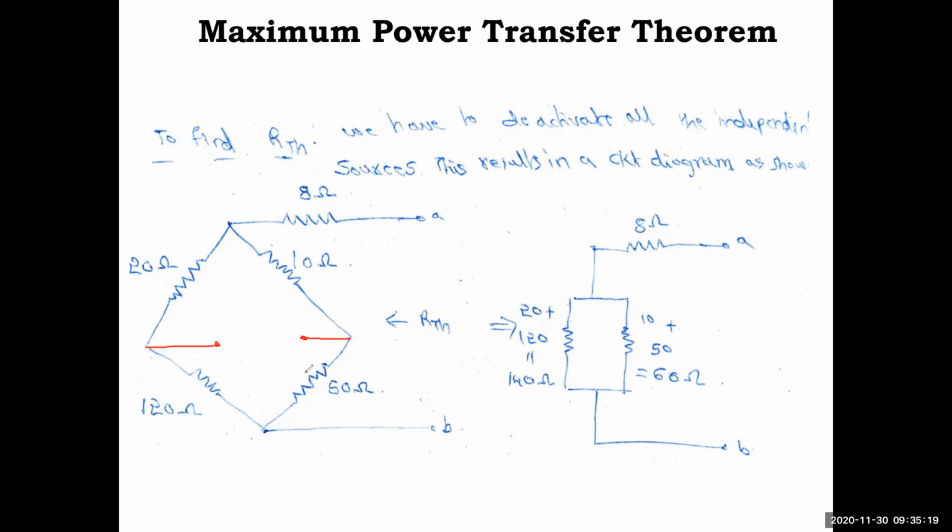Now what comes in the picture? These two are in series, 20 and 120, and this 10 and 50 are in series, and these two branches are in parallel, and this parallel is in series with 8 ohm. That is equivalently written like this: 8 ohm as it is. Here these two are added, 20 ohm plus 120 ohm, which is 140 ohm, written here, and here 10 and 50 ohm, which is 60 ohm, written here. Then find the parallel connection, 140 parallel 60 plus 8. So you'll get the RTH.